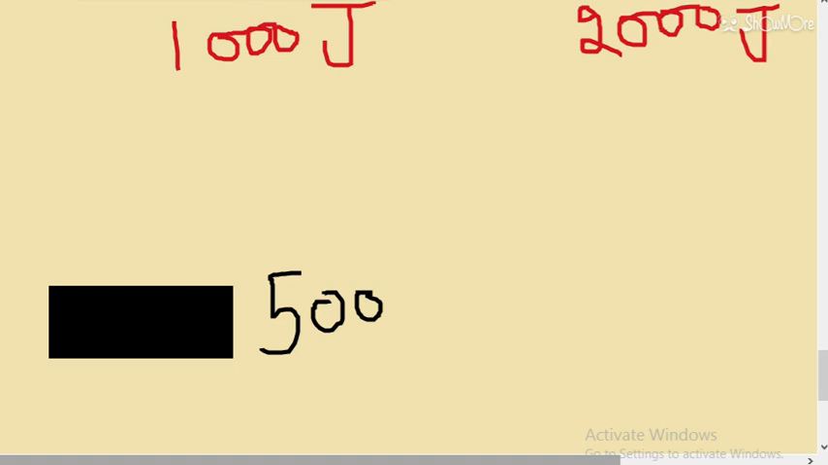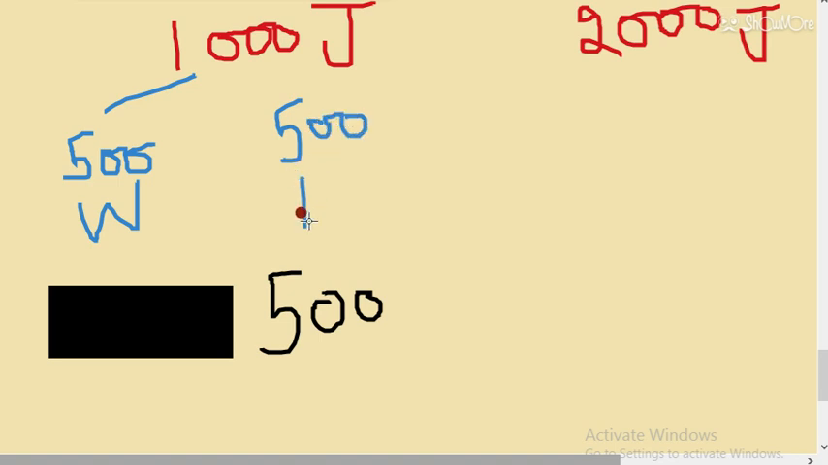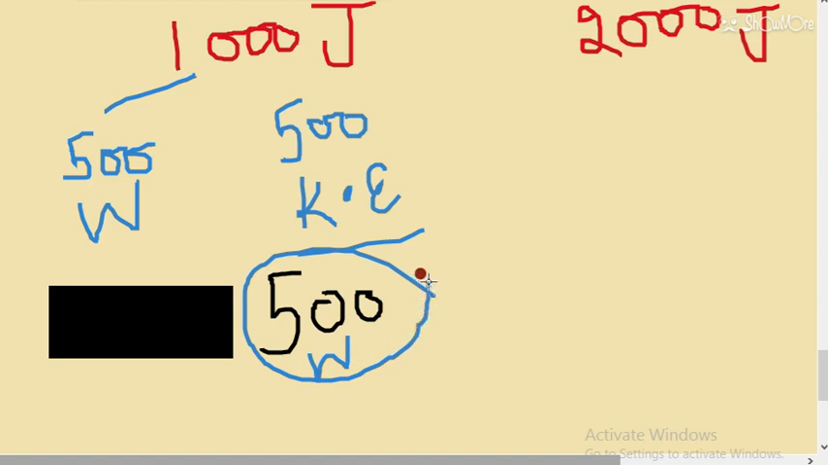For the first case, 500 will be used as work function, and the rest, 500, will be used as kinetic energy of photoelectrons. So some energy is used for the work function and some of the energy will be used as kinetic energy of photoelectrons. The work function for this metal is 500, as given.